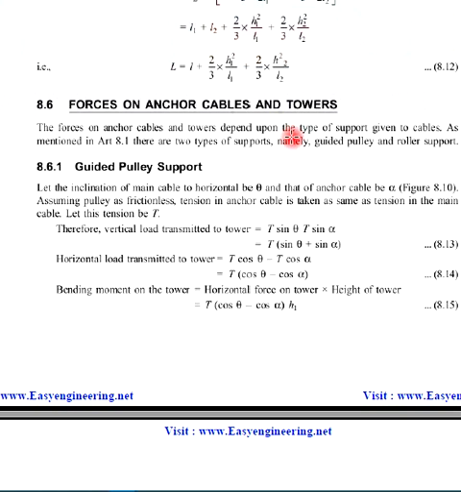Here we have two cases: when our cable is passing through a pulley, or passing through a saddle. For the pulley system, when the cable is passing through a pulley, two kinds of reaction will be generated. One will be horizontal and the second will be vertical. So two kinds of load will be transmitted to the tower, one vertical and one horizontal.